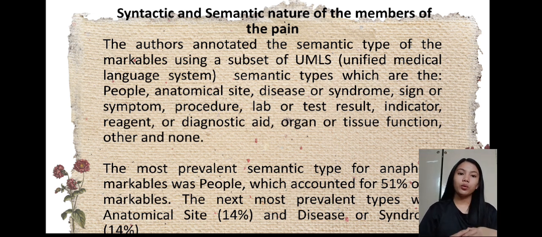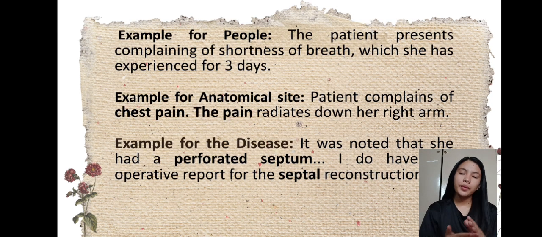People being the most prevalent semantic type, accounting for 51%, makes sense because most clinical reports often focus on the patient. So, going back to the example, the patient presents complaining of shortness of breath, which she has experienced for 3 days. Again, the she there refers to the patient, and in this case, the semantic type of the markable she is identified as people because it is a human entity, which is the patient being referred to.